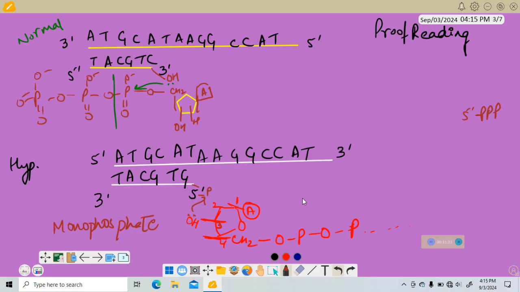So that is why this DNA polymerase has proofreading activity. It detects what is going wrong. This is the reason we require triphosphate, right? But here we are left with monophosphate. Since the monophosphate condition is there, synthesis is not possible in the 3 dash to 5 dash direction. It's only possible in the 5 dash to 3 dash direction.